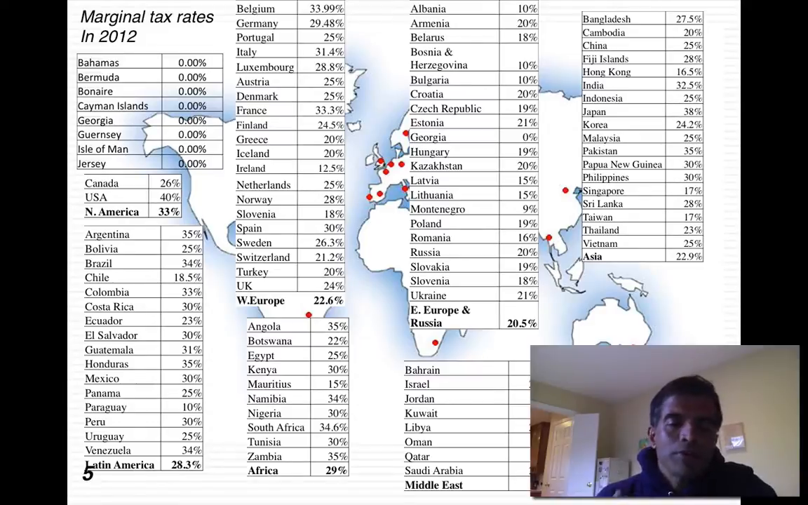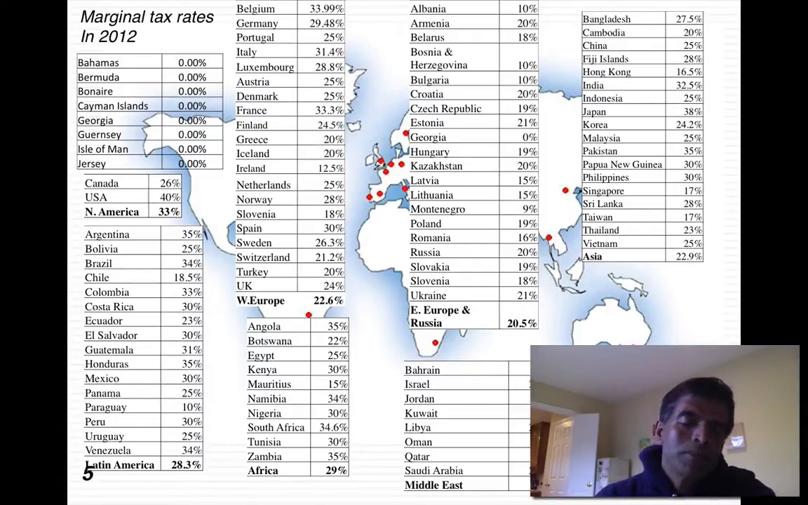In the rest of the world, for the most part, you pay taxes, and the tax rates vary. They vary from fairly low numbers in Asia and Eastern Europe to slightly higher numbers in Western Europe to much higher numbers in Latin America, and the highest numbers are actually in North America. The US has one of the highest marginal tax rates in the world.